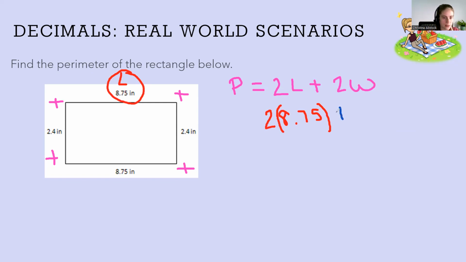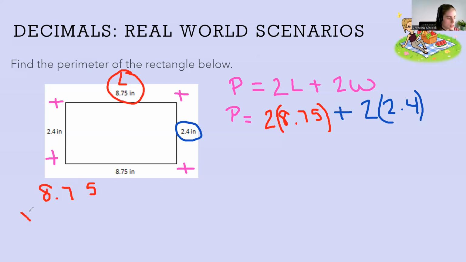And then we're going to add that to 2 times our width, which would be 2 and 4/10ths. And that is going to give us our perimeter. So let's come over to the side here and first multiply 8 and 75/100ths times 2.